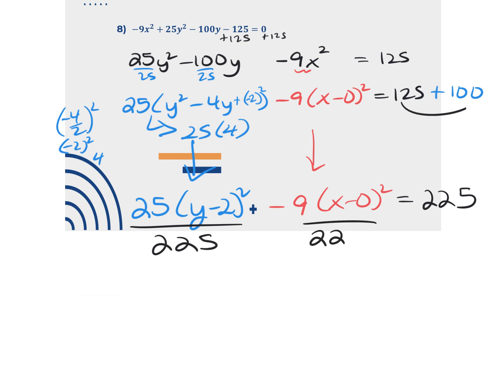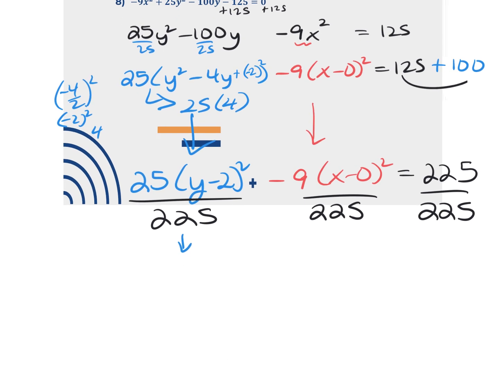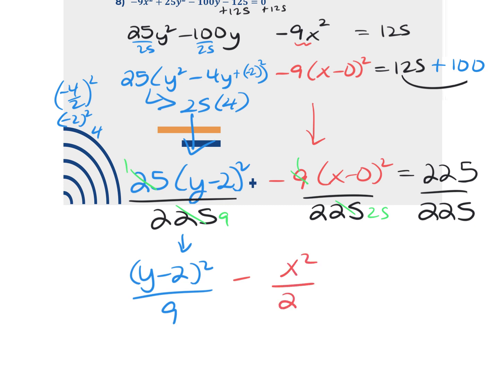I've got some fractions to simplify here. So 25 over 225, the first fraction here is going to simplify to y minus 2 squared. 25 times 9 is 225, so this will simplify to a 9. This becomes a 1, this becomes a 9. And then same thing here, a 1 and a 25, so it's like backwards. So then this one is going to be x squared over 25, and then it equals 1.